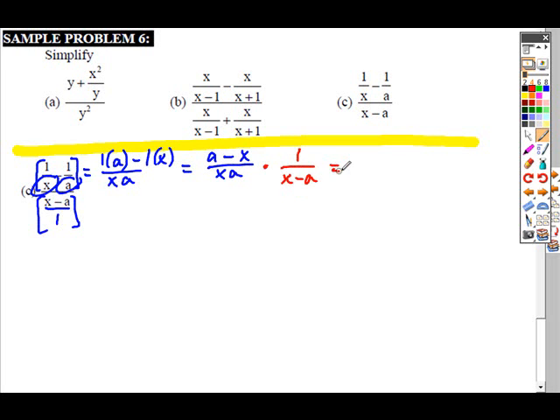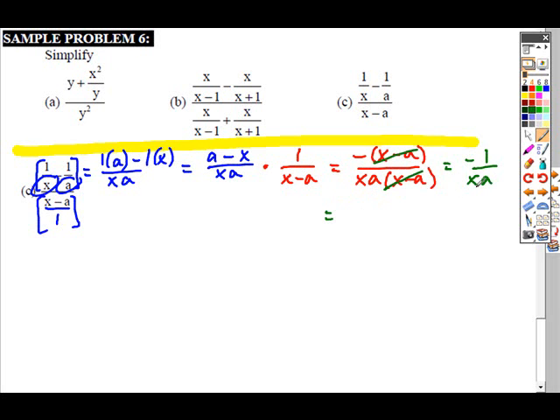As we multiply across, a minus x times 1, I am going to reverse the order of these terms. At the same time, I'm going to factor out a negative. Always write your x's first. So factoring a negative out of the a becomes a negative, and the negative x becomes a positive x. Multiply across the denominator: I have x times a times x minus a. Now you can see, simplifying the fraction, the common factors x minus a cancel, leaving your overall answer to be negative 1 over xa.